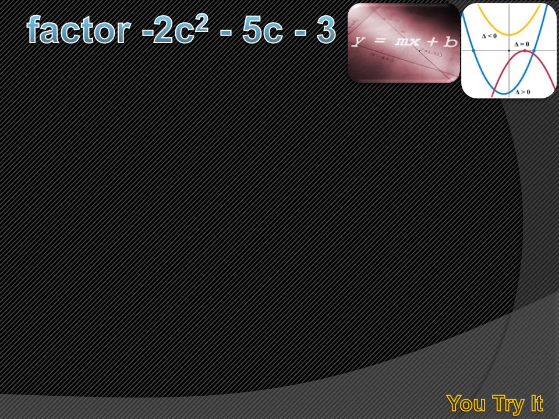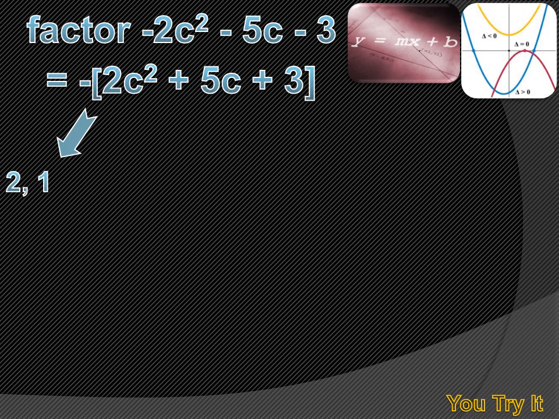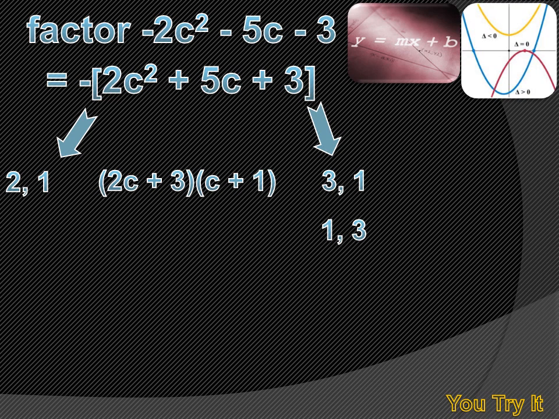Well, to factor this expression, the first thing I want to do is get rid of all those negative signs. So I'm going to factor out a negative 1 and rewrite this as negative the expression 2c squared plus 5c plus 3. Now I'll factor that quadratic. The 2 factors to 2 and 1, and the positive 3 could be 3 and 1, in which case the factors would be 2c plus 3 times c plus 1. Or it could be 1 and 3, in which case the factors would be 2c plus 1 times c plus 3.